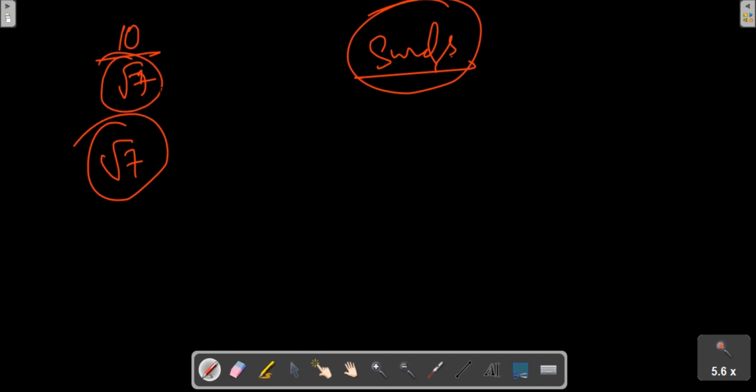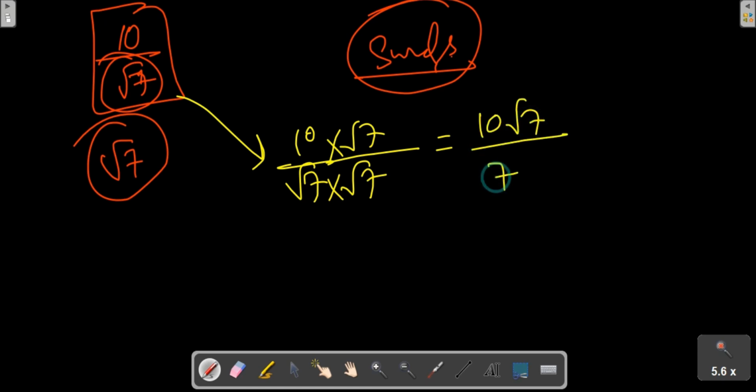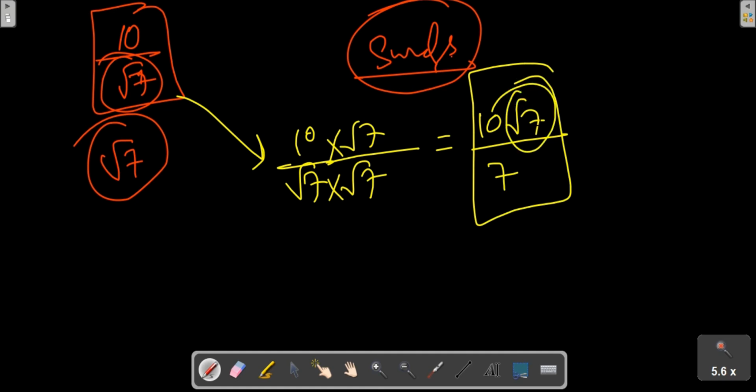So what will we do in this particular case? This is very simple. You just multiply root 7 over root 7 in the numerator and denominator both. See what happens. Here we have got 10 root 7 by only 7. Now see, our problem is solved. As I told, if the root part is in the numerator, we don't have any problem. But now the denominator is totally free of root. So our problem is solved.